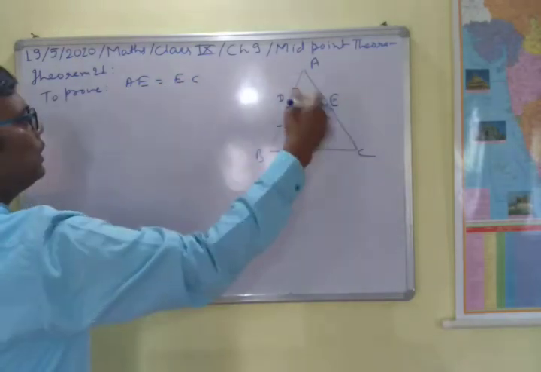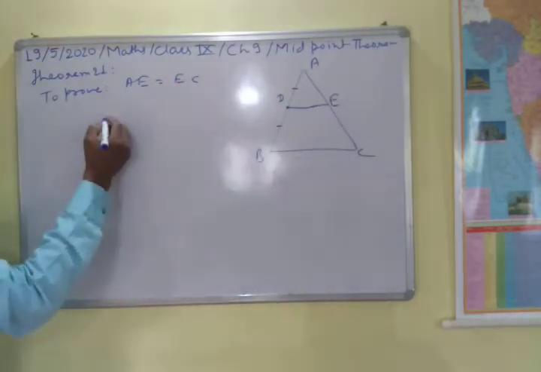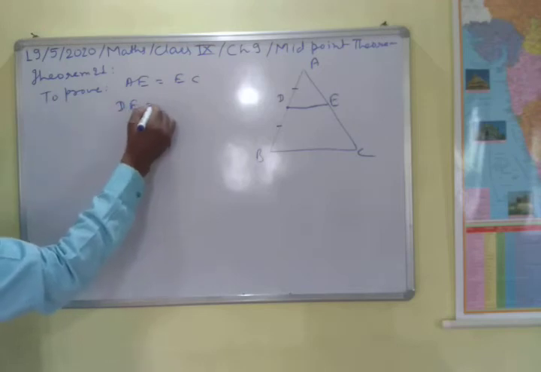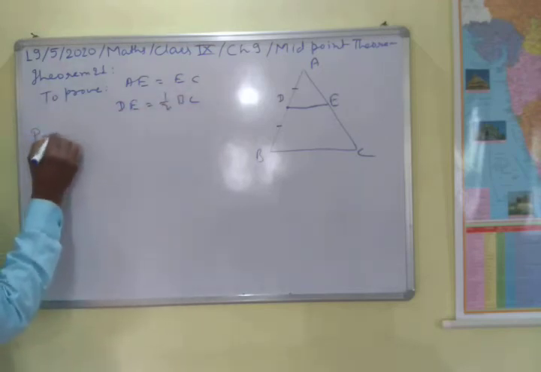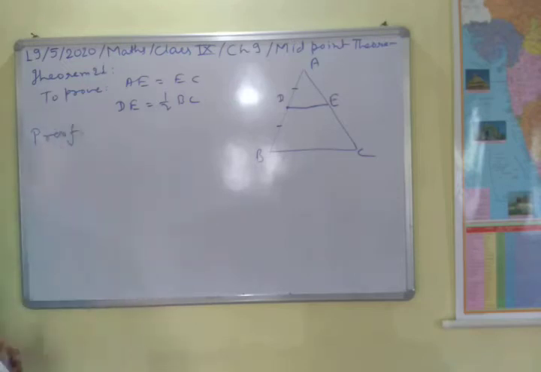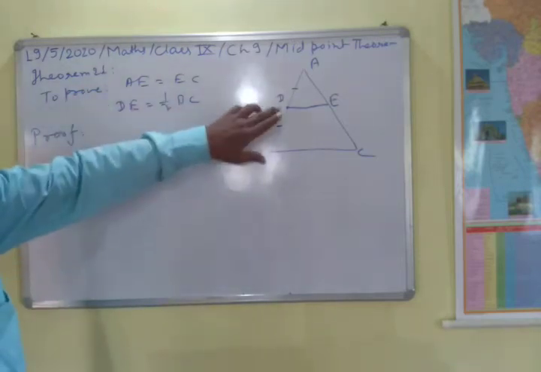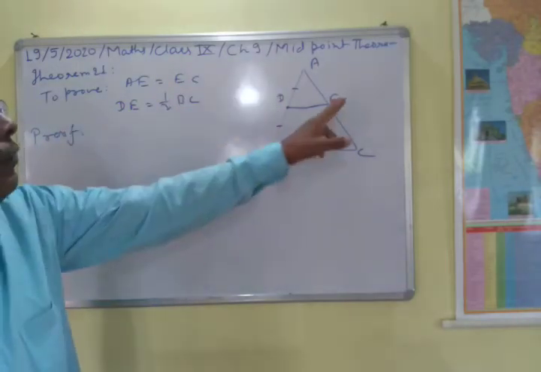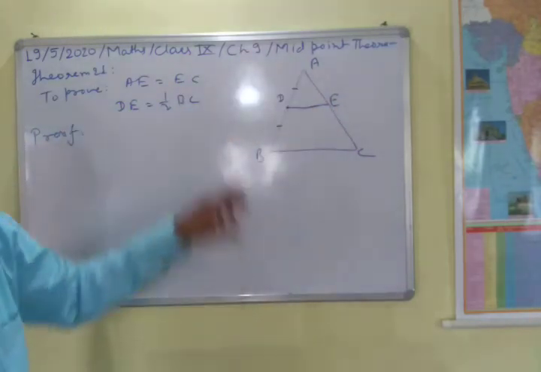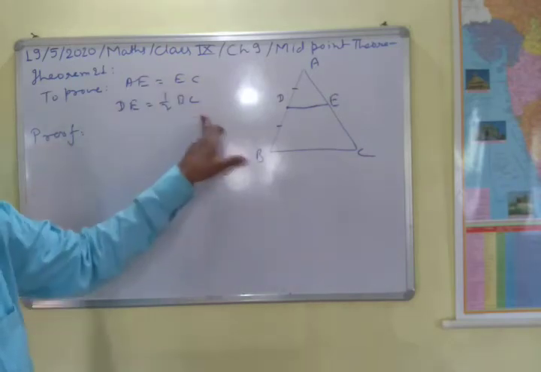E is the midpoint, that is AE equal to EC, and in this case also DE equal to half BC. So AE equal to EC: D is the midpoint of AB, and DE parallel to BC, then E will also be the midpoint of AC. This is the main point here. This is not that important.